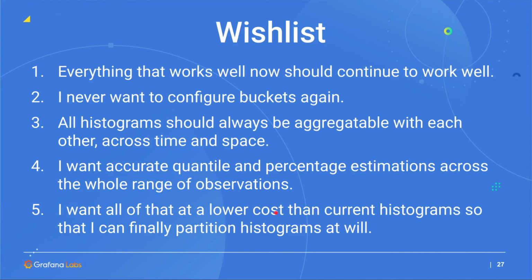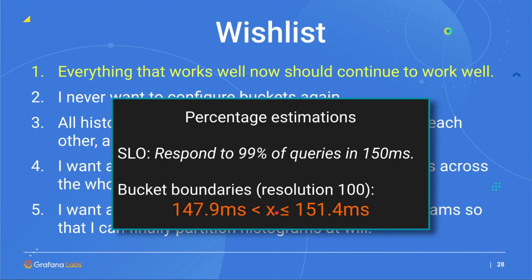Okay, let's quickly go through our wish list and see how this will work out. Everything that works well now should continue to work well. This is mostly true. Spoiler, most of the answers here are "almost". So the one thing that works really well, if you have an SLO which reads like 99% of queries to be served in 150 milliseconds or less, then you can just put a bucket boundary at 150 milliseconds and you have a precise answer from Prometheus. And now with the logarithmic histograms, it's just impossible to get a boundary at 150 milliseconds, but you have boundaries very close to that, so it's almost there, right?